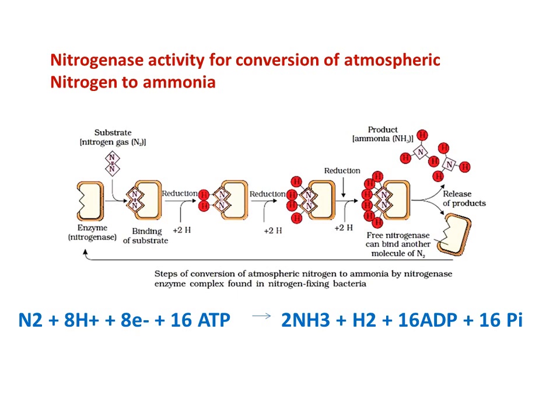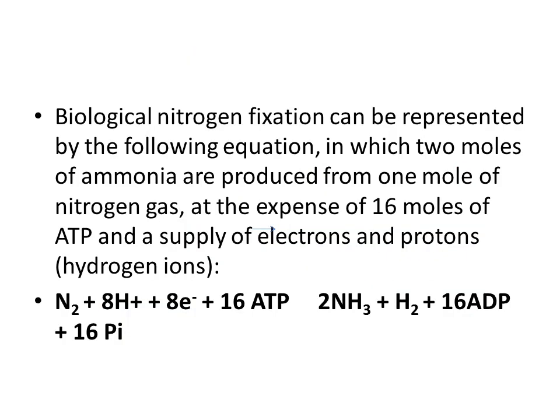So the overall reaction goes on like this. A single molecule of nitrogen, in the presence of 8 protons, 8 electrons and 16 ATP molecules, releases 2 molecules of ammonia, and hydrogen is also released, along with 16 ADP and 16 inorganic phosphate. So this is the overall reaction of the process of conversion of nitrogen into ammonia.